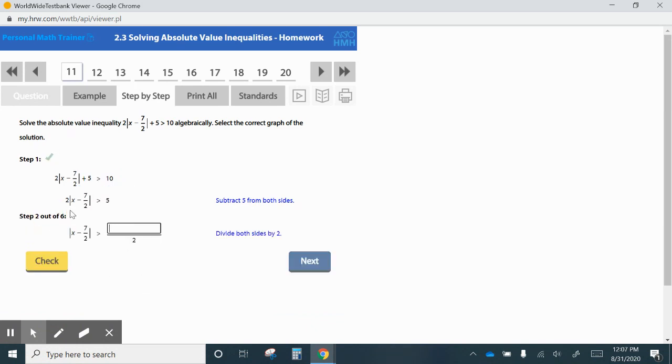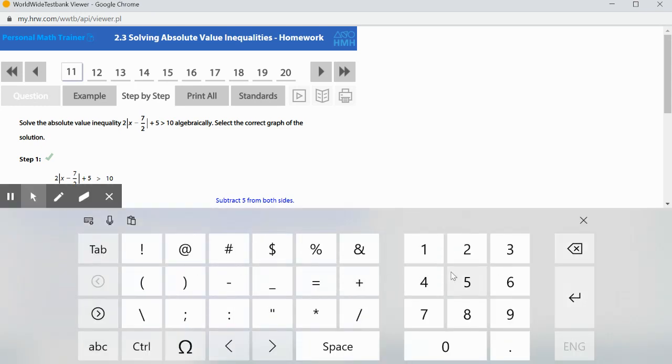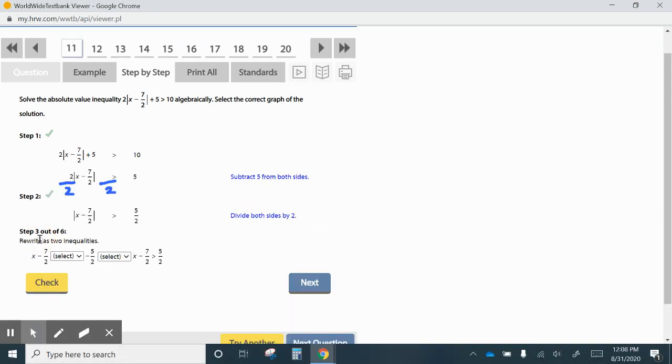Okay. Now they're going to divide by 2 on both sides. So then this is 5 divided by 2. Check. All right. Rewrite as 2 inequalities. So x is less than negative 5 divided by 2. Now it's greater than, so this is an or statement.